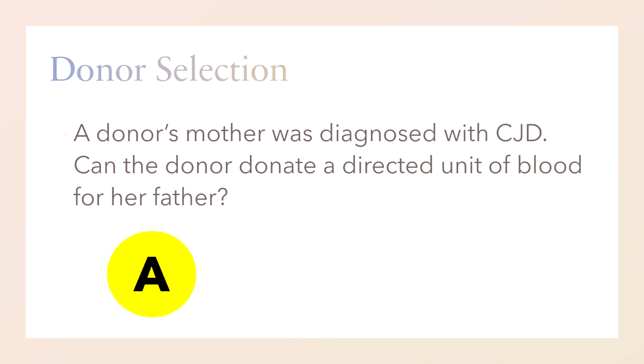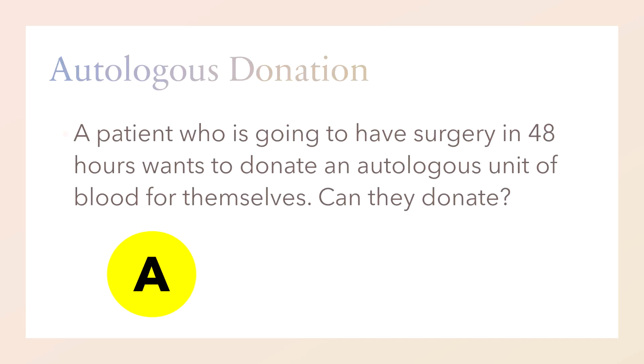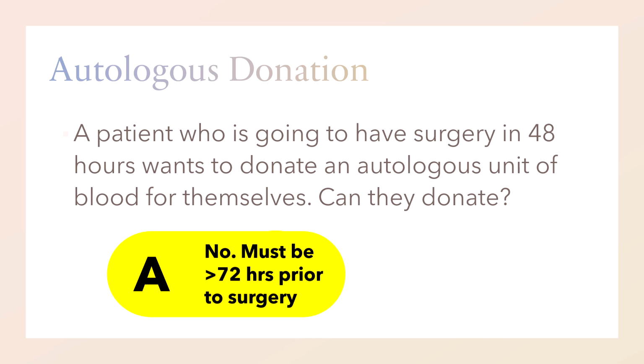A donor's mother was diagnosed with CJD. Can the donor donate a directed unit of blood for her father? No, she is deferred permanently. A patient who is going to have surgery in 48 hours wants to donate an autologous unit of blood for themselves. Can they donate? No, must be greater than 72 hours prior to surgery.